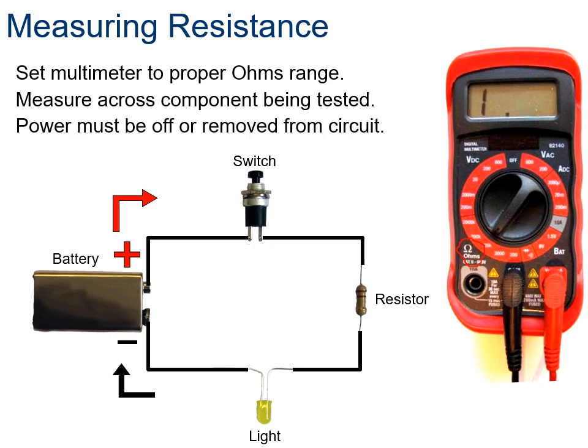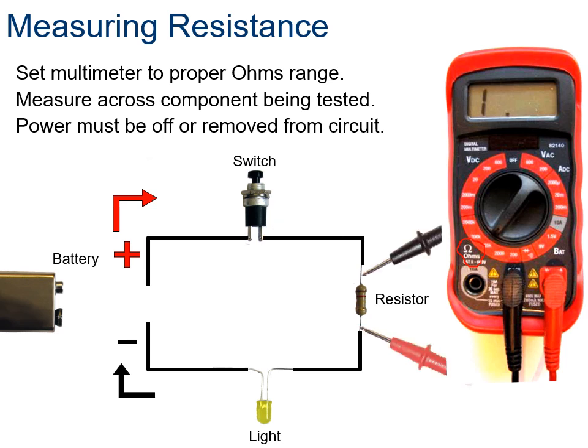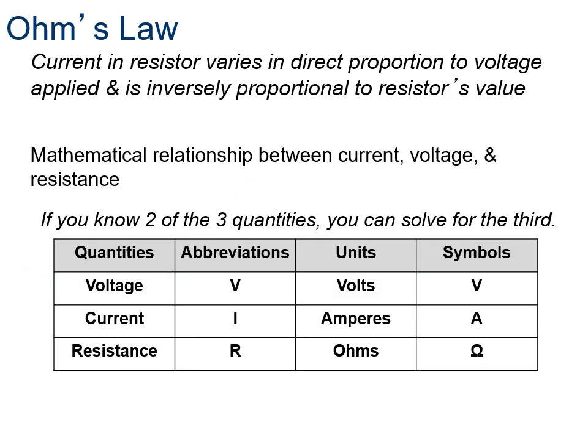Okay, and power must be off, so the switch needs to be off in order to measure resistance, or we can remove the battery, and then we just put the black and red ones on either side, and it'll tell us what the resistance happens to be.